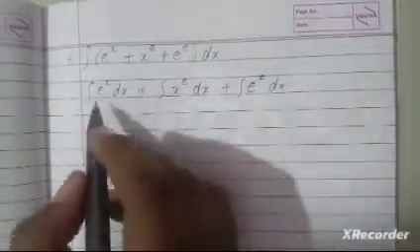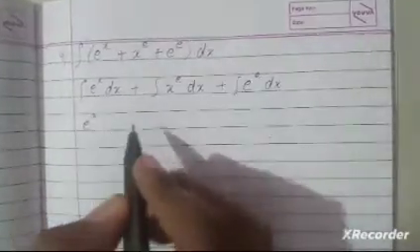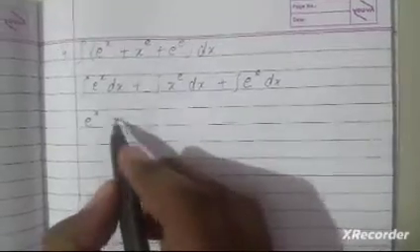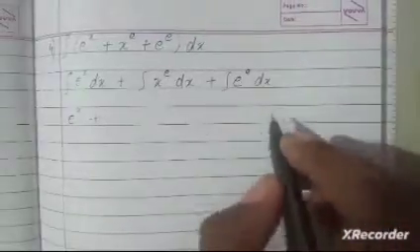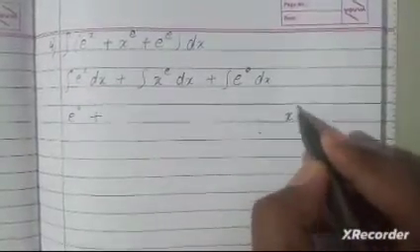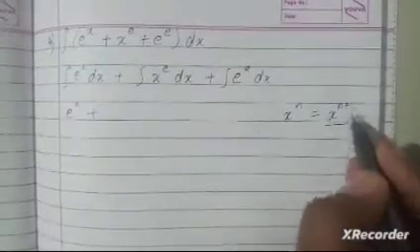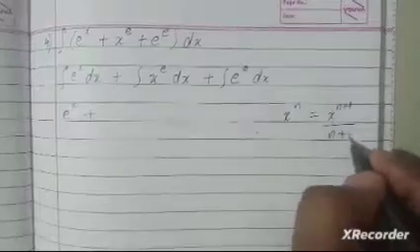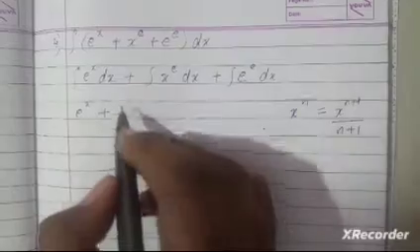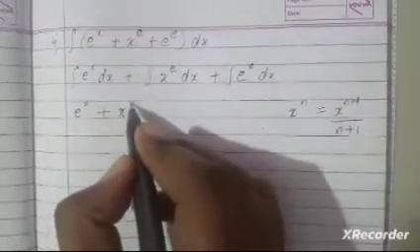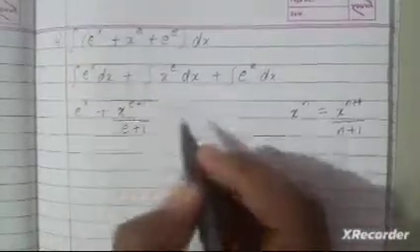Now integration of e to the power x is e to the power x, same as it is. Then we have to integrate the second term. For this we have the formula: integration of x raised to n is equal to x raised to n plus 1 divided by n plus 1. So by using this formula, integration of x to the power e is equal to x to the power e plus 1 divided by e plus 1.